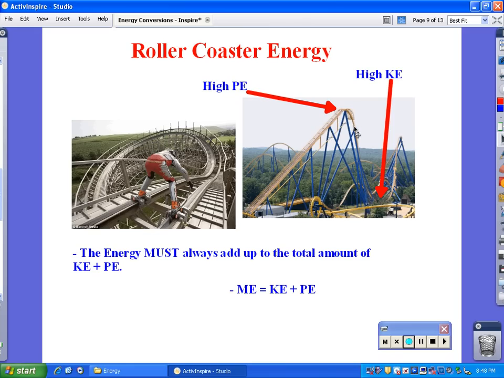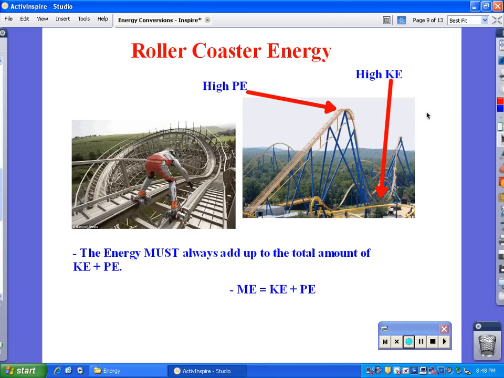He's going to have not as much KE here because he's not going that fast. Remember, KE has everything to do with speed. Here he's going to have more KE, more KE, more KE. Wow, it's a lot of KE down here. Very little PE though. Why? Because if you have high PE, you can't have high KE. It's impossible to have both of these. They always balance each other out. So if you have high PE, you have low KE. If you have high KE, you have low PE.